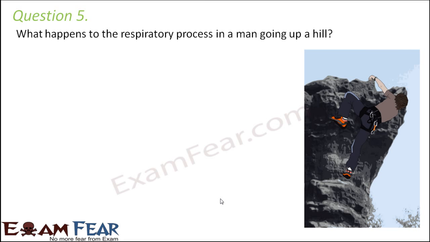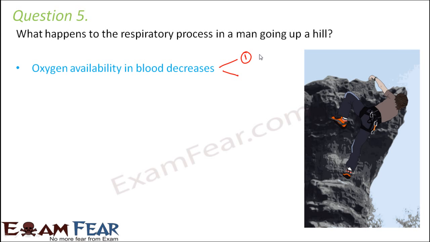Question number 5. What happens to the respiratory process in a man going up a hill? Now, what happens when somebody is going up? As the altitude increases, the availability of oxygen decreases. This decrease in the availability of oxygen is because of two reasons. The first reason is that oxygen availability in the atmosphere decreases with increase in height. So as you go higher, the availability of oxygen in the atmosphere itself decreases.